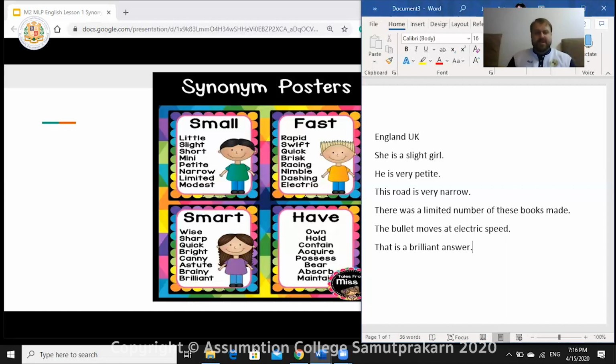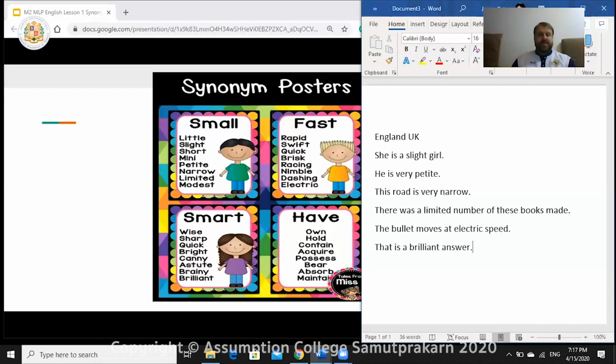How about the verb to have? That's a bit more interesting. The verb to have, we use it every day in all kinds of ways. It's a very basic verb. But maybe you want to talk about something more specific. For a specific use of have, we've got these other synonyms. Say these words after me. To have, own, hold, contain, acquire, possess, to bear, to absorb, and to maintain.